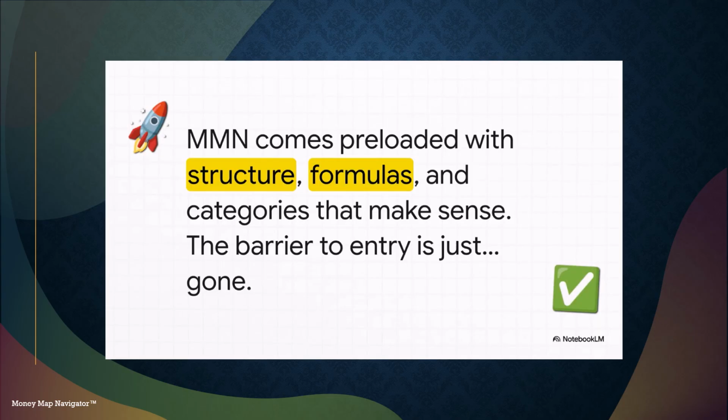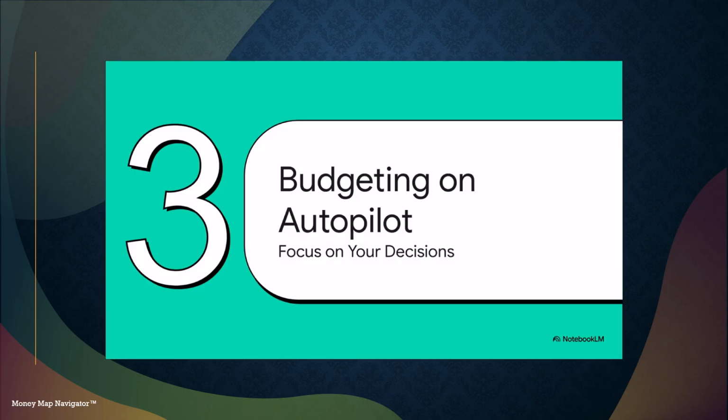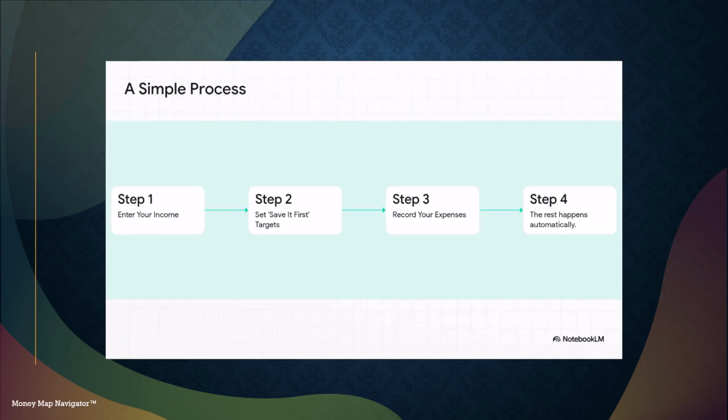So this solution we're talking about, the Money Map Navigator, or MMN, its whole deal is that you're not starting from a blank page. It comes preloaded with a structure that just makes sense, all the formulas are already plugged in, and it has categories that you can actually use right out of the gate. That huge barrier to getting started, it's just gone. And this leads to a really cool idea. What if you could put your budgeting on autopilot? And I don't mean in some scary, out-of-your-control kind of way. I mean in a way that just automates all the boring, tedious stuff, so you can focus on making the important decisions.